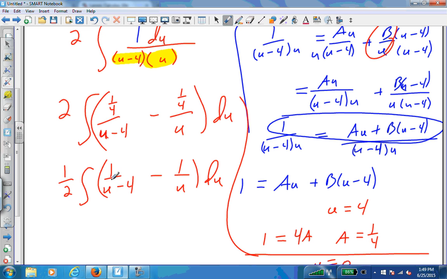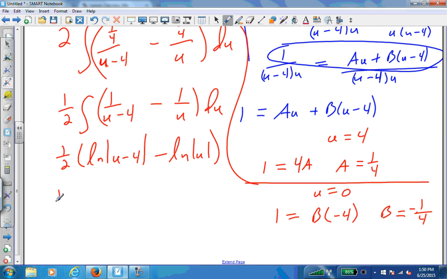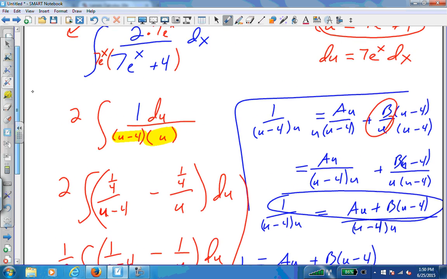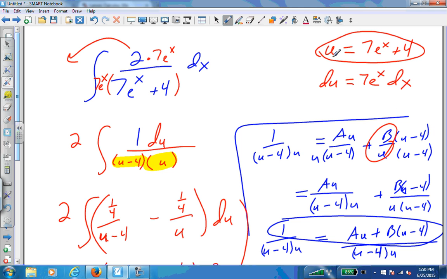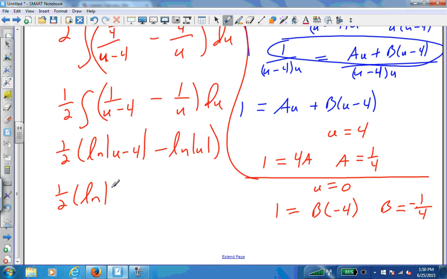Both of these integrate into natural log. Notice if this is our denominator, the derivative of this is 1 du, so du over u. So that integrates into natural log, absolute value u minus 4. This is 1 du over u, which integrates into natural log, absolute value of u, plus c. So now we just need to substitute back into our original variable. U minus 4, we saw earlier that u minus 4, that was 7e to the x.